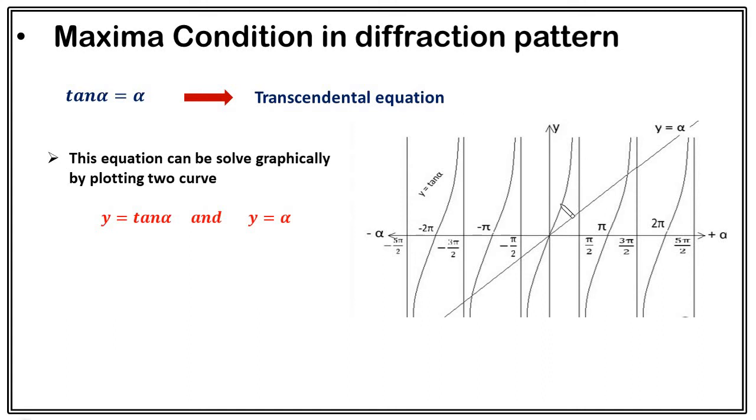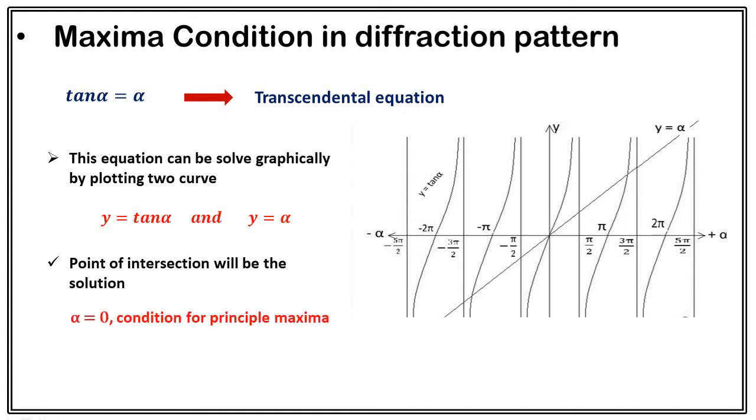So these curvy plots are for tan alpha, we all know. And this straight line passing through 0 is y equals alpha. Any point of intersection of these two plots will be a solution. Here you can easily check: alpha equals 0 is the first intersection point. Therefore, we can say that alpha equals 0 is a condition for maxima, and that will be the condition for principal maxima. Okay. So the next intersection point is something around 3 pi by 2.